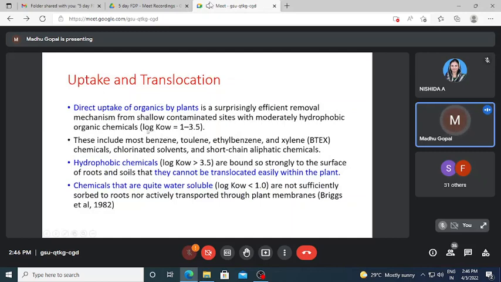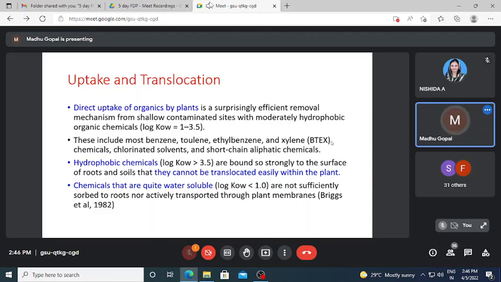The organics which can undergo this direct uptake are benzene, toluene, ethyl benzene, and xylene. Together they are called BTEX. Then chlorinated solvents and short chain aliphatic compounds all belong to this category. These are hydrophobic chemicals with a low KOW. We can call it a separation constant, the separation between two phases, the organic substance and water.